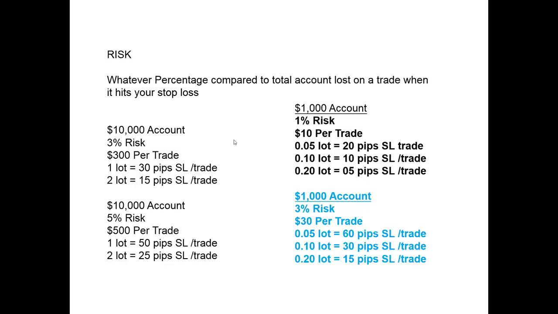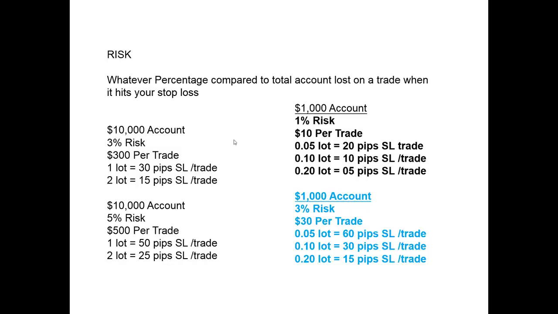That's 1% risk. So a 0.20 lot, you're only going to be able to have a 5 pip stop loss before you lose the $10, the 1% of your account. These are just guidelines, like I said. Write them down. Maybe you can adjust your trading depending on your account size.